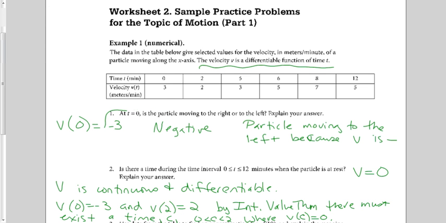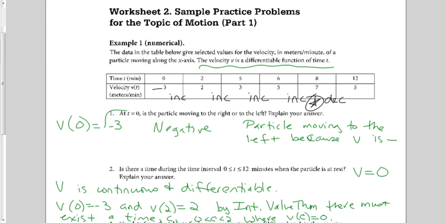So my velocity goes from -3 to 2, so I'm increasing. And from 2 to 3, I'm still increasing. From 3 to 5, my velocity is still increasing. From 5 to 7, I'm still increasing. And then from 7 to 5, I'm decreasing. Which means I could possibly have a max there. I don't know that for a fact.